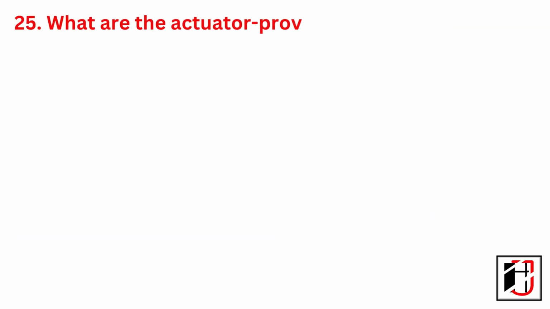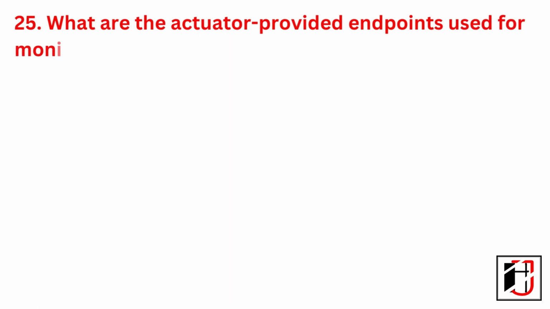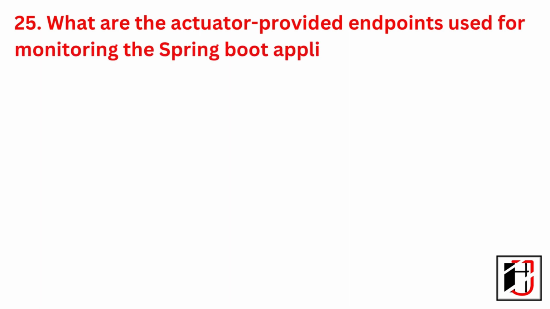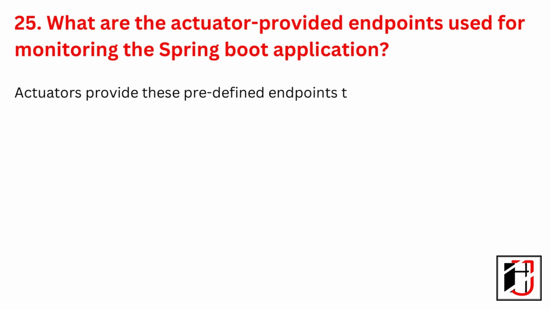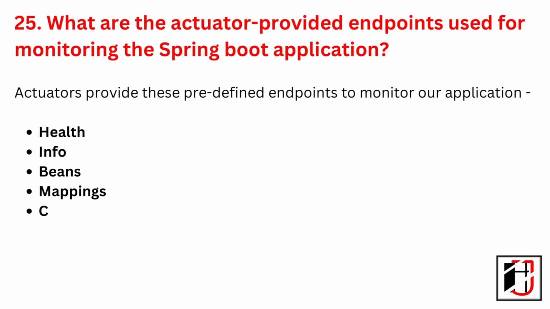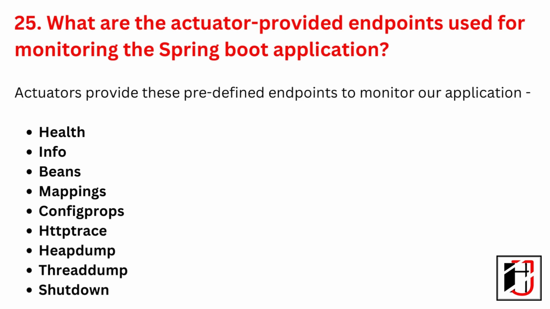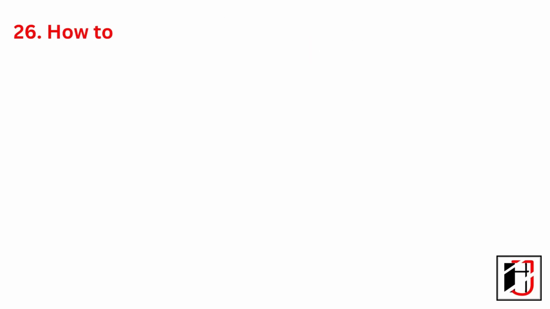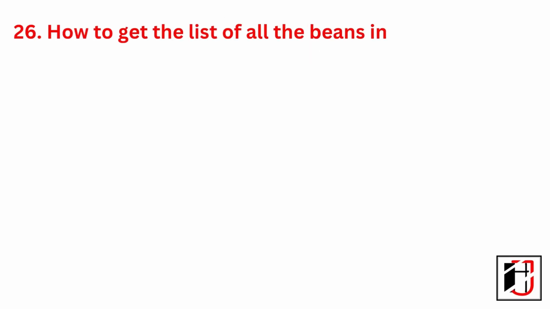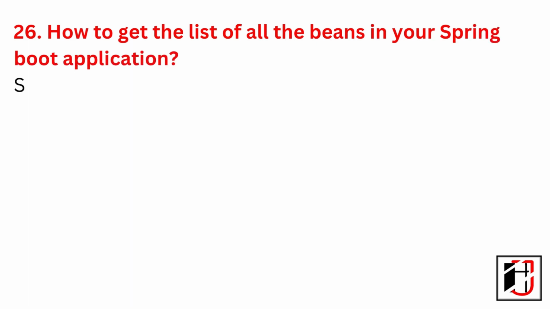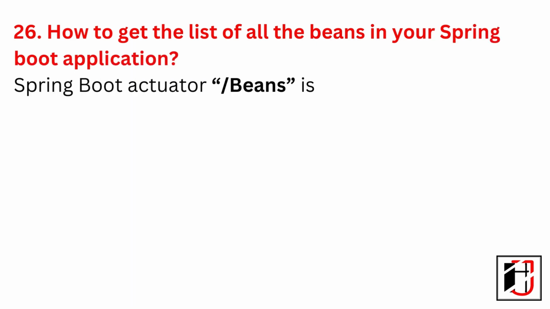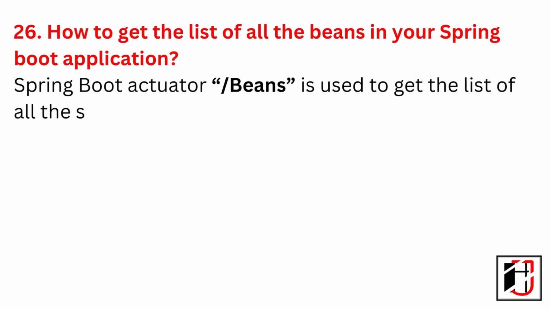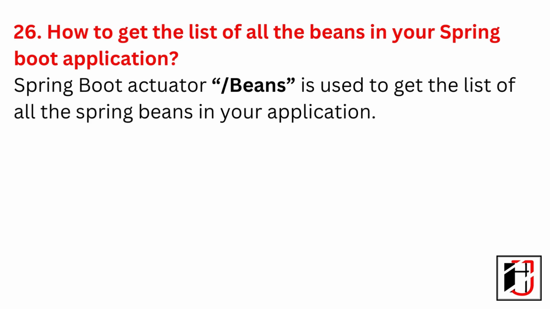What are the actuator provided endpoints used for monitoring the Spring Boot application? Actuator provides these predefined endpoints to monitor our application: health, info, beans, mappings, config, probes, HTTP trace, HTTP dump, thread dump, shutdown. How to get the list of all the beans in your Spring Boot application? Spring Boot Actuator provides /beans, used to get the list of all Spring beans in your application.